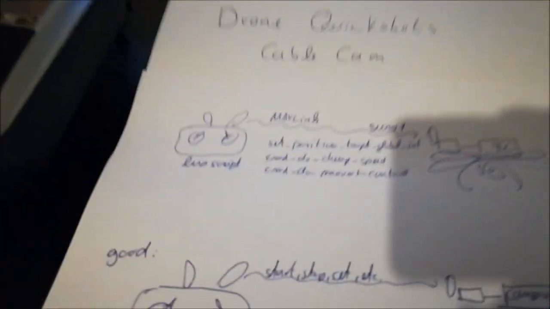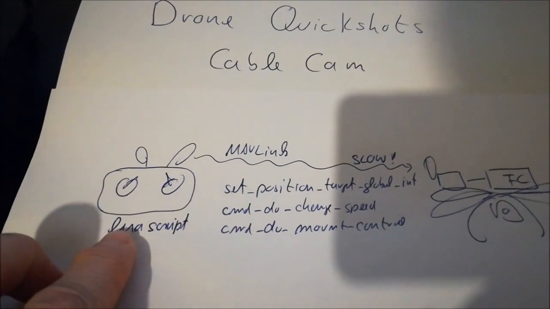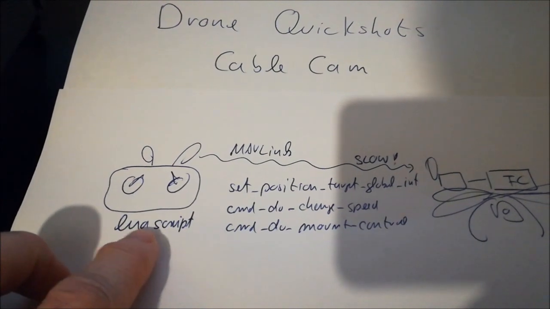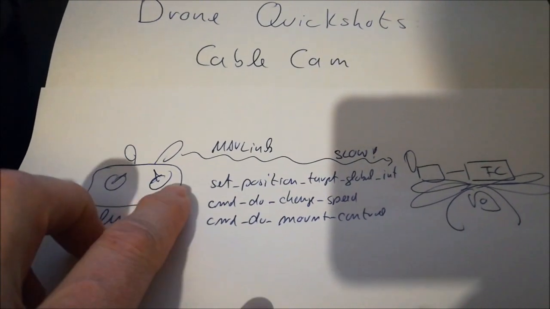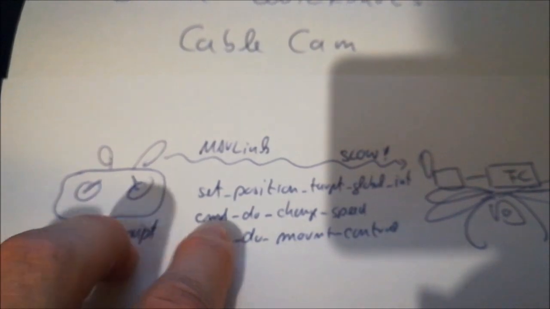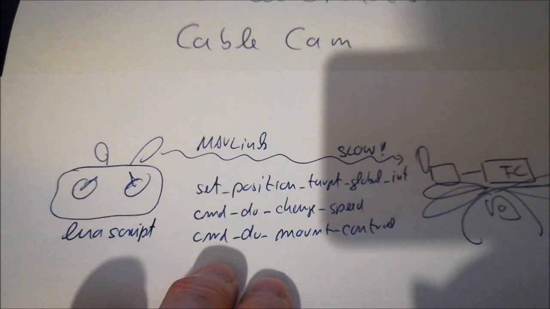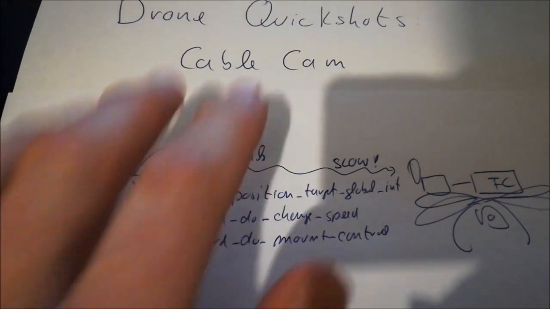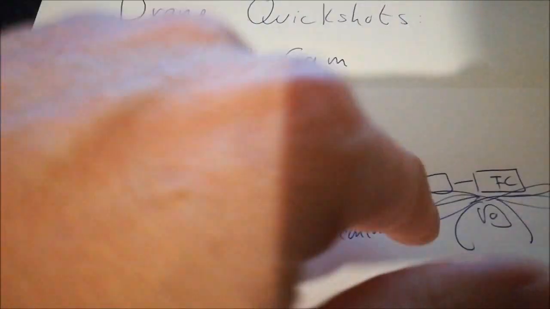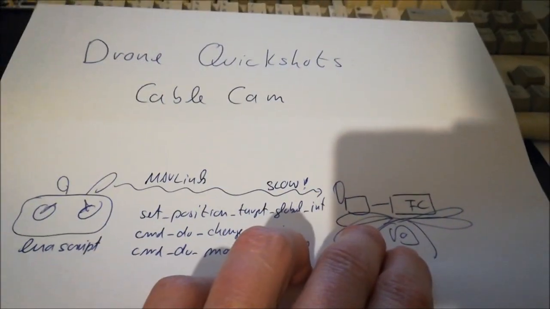And the reason is as follows. So what we are doing here is that we have our transmitter. We have a Lua script which is doing all the cable cam stuff, and what this does is to send out MAVLink messages, namely the set position target global int message which positions the copter, then also the command do change speed message which makes the copter move, and then the command do mount control message which sets the yaw axis as well as the pitch of the gimbal.